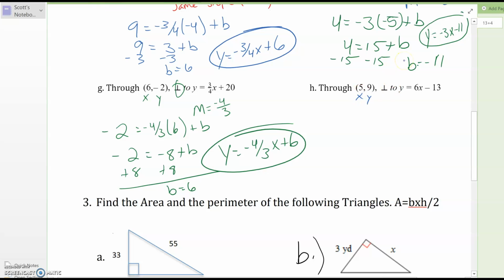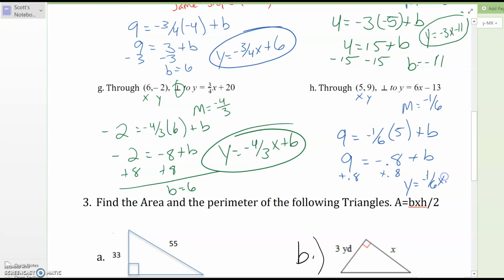x and y. Perpendicular again. So I'd have a new slope. My new slope would be -1/6. So I'd have 9 equals negative 1/6 times 5 plus b. 9 equals 5/6 would be negative 0.8 plus b. I would add 0.8. Get y equals negative 1/6 x plus 0.8. Boom.